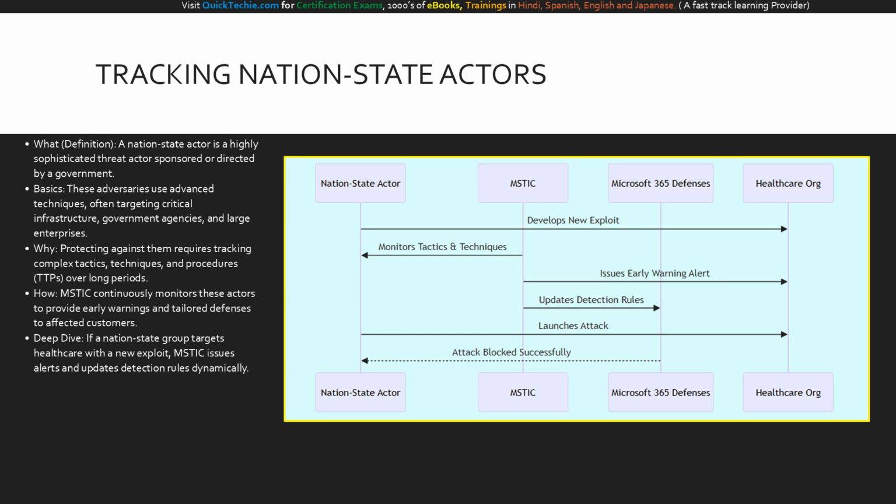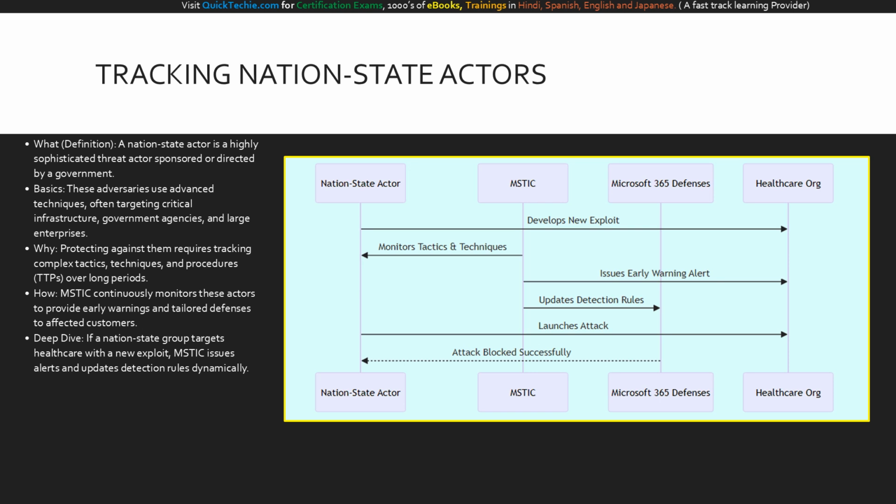Because these adversaries are well-funded and persistent, MSTIC not only monitors their tactics, techniques, and procedures, but also provides early warnings and tailored defenses. For instance, if a nation-state group suddenly begins targeting healthcare organizations with a novel exploit, MSTIC can proactively alert affected customers and instantly update detection rules in Microsoft 365 to thwart the attack.